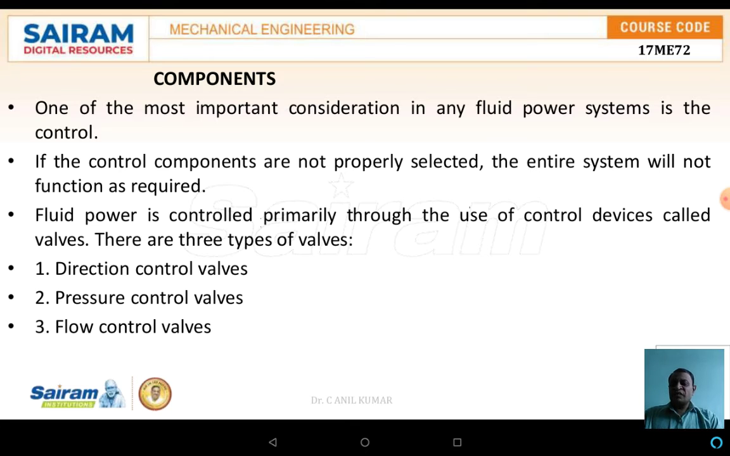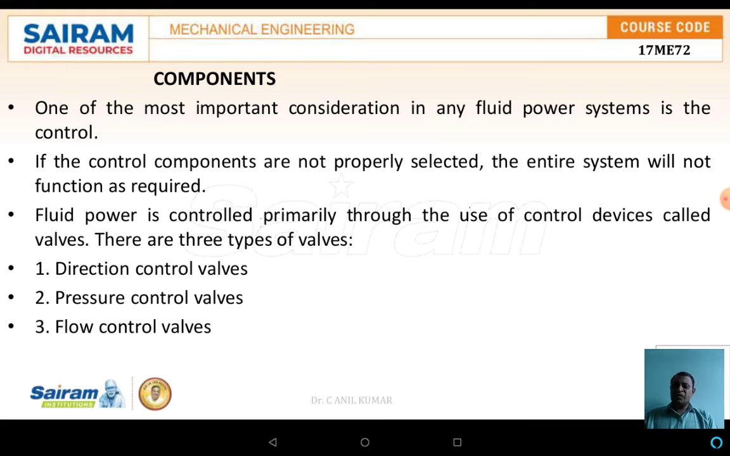The first thing we are discussing is the components. One of the most important considerations in a fluid power system is the control. If the control is not there, the entire system will fail. For that reason, if the control components are not properly selected, the entire system will not function in the required fashion.